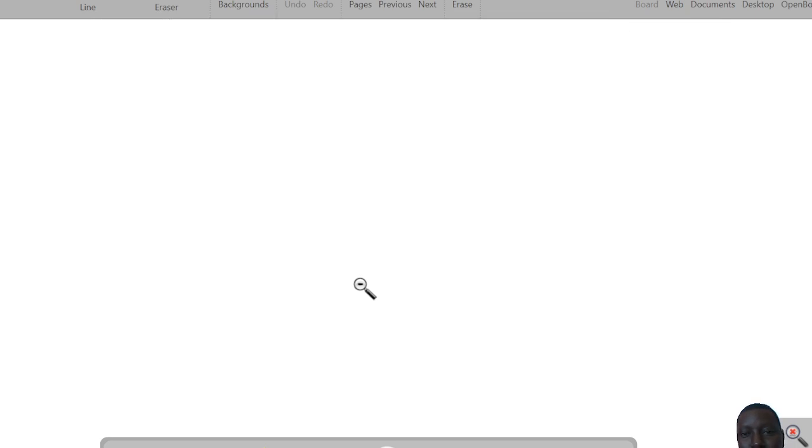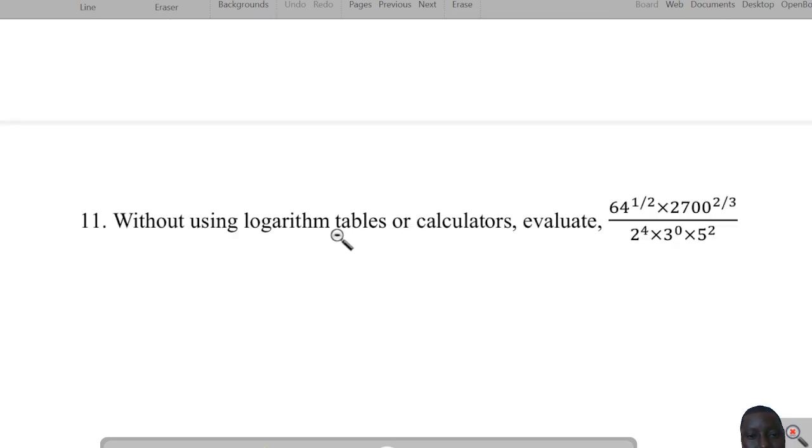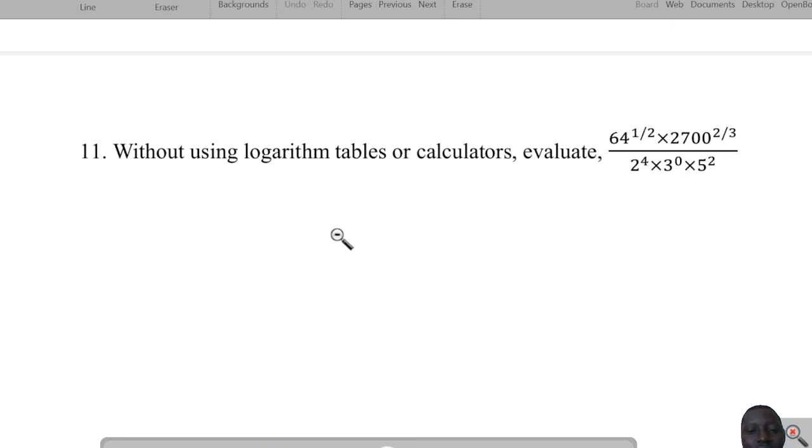So that is the question. Without using logarithm tables or calculators, evaluate 64 power half times 2700 power 2/3, divided by 2 power 4 times 3 power 0 times 5 power 2.